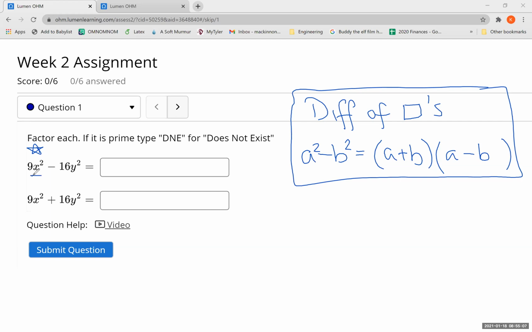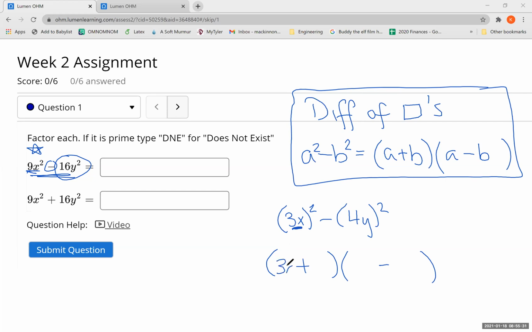Now, this is actually kind of nice because look, it's a difference. And if I think about this, what can I square to get 9x squared? 3x. And what can I square to get 16y squared? Well, that'd be 4y. For the difference of squares formula, I'm going to have a plus and a minus, and I'm going to have the 3x here, and the 4y here and here. Great. So that's going to be my factorization.